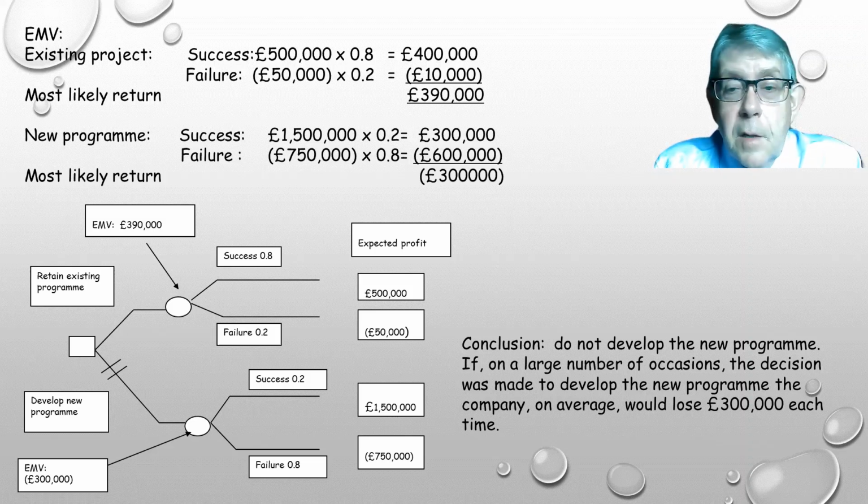So clearly the conclusion is not to develop the new program. So if on a large number of occasions the decision was made to develop the new program, the company on average would lose 300,000 each time.